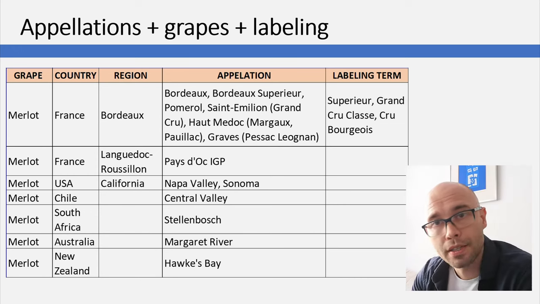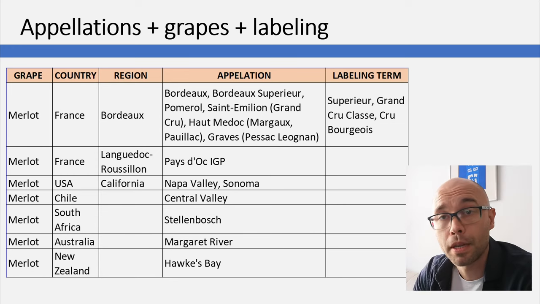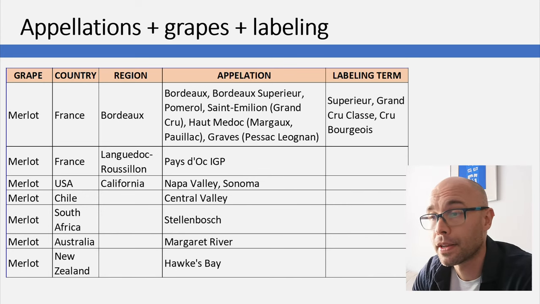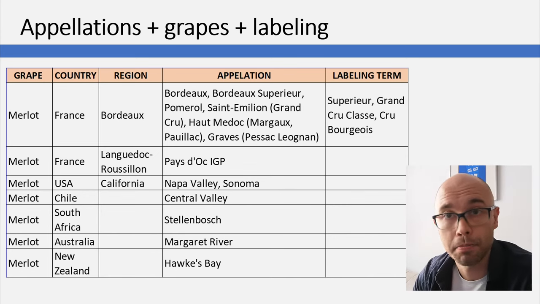Languedoc-Roussillon, we're going to mention that a few times. It's a big region in the south of France where many grapes grow, and specifically Pays d'Oc, which is an IGP appellation.